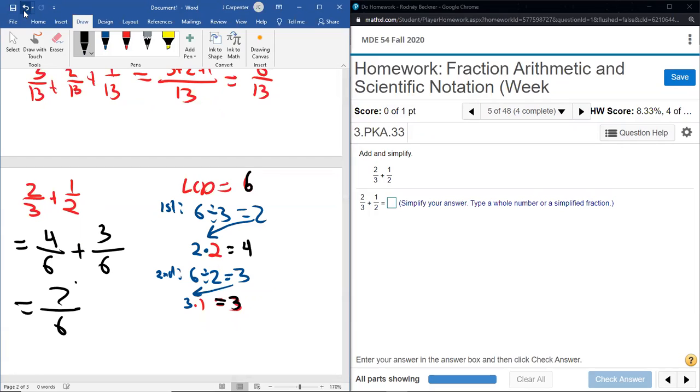It's 7 over 6. The idea is like when we had that half a pizza and that half a pizza, if they're all sliced the same way, you're only adding the slices together. They're still cut in halves. So you take 1/2 plus 1/2. Now you have 2 halves.